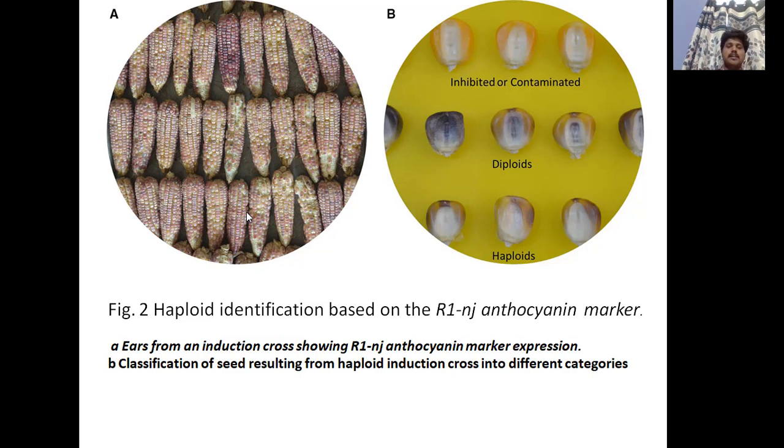Picture 1 shows the ears from the induction cross showing R1-nj anthocyanin pigmentation expression, and in image 2 the classification of seed resulting from the haploid induction cross into different categories is shown. If you observe the diploids, they have pigmentation both in the endosperm as well as the embryo, whereas in the haploids it is seen only in the endosperm. This is how we differentiate using the R1-nj anthocyanin marker, the Navajo phenotype.